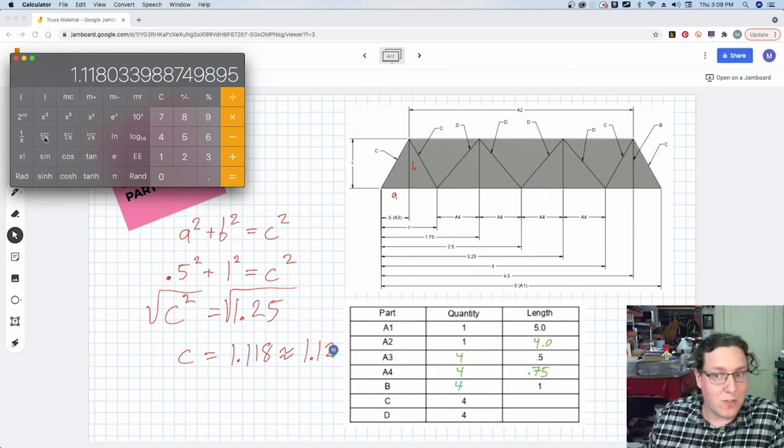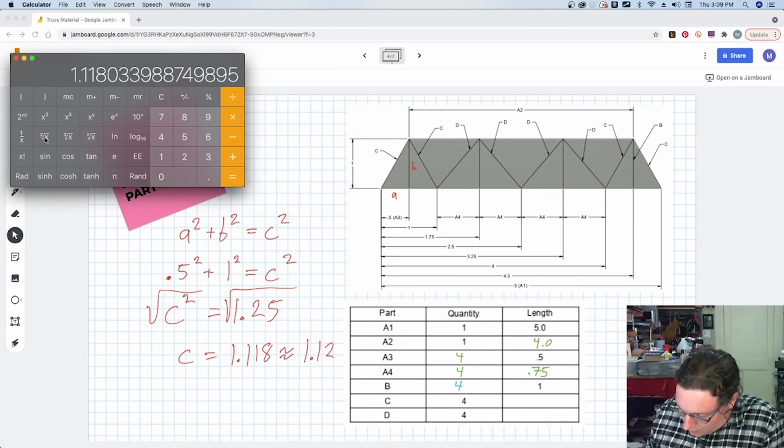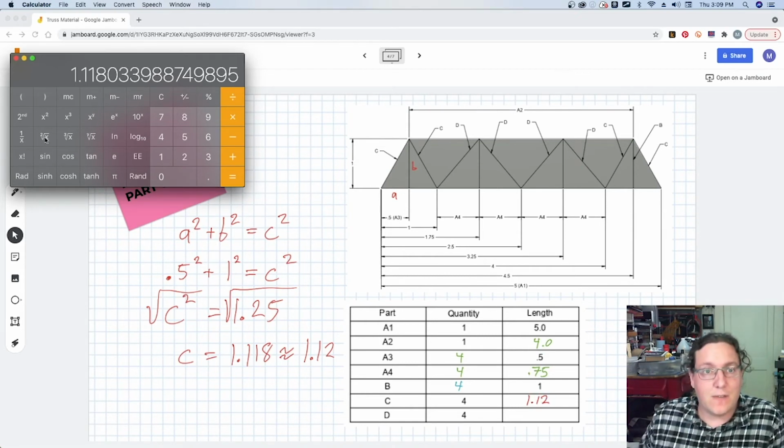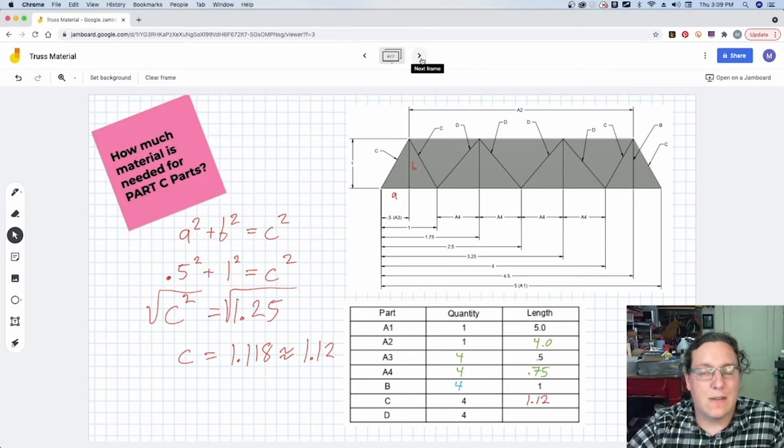That's what I'm actually going to put into the table. So 1.12 inches, that gives us our C value, and we're able to move forward into the almost last step.